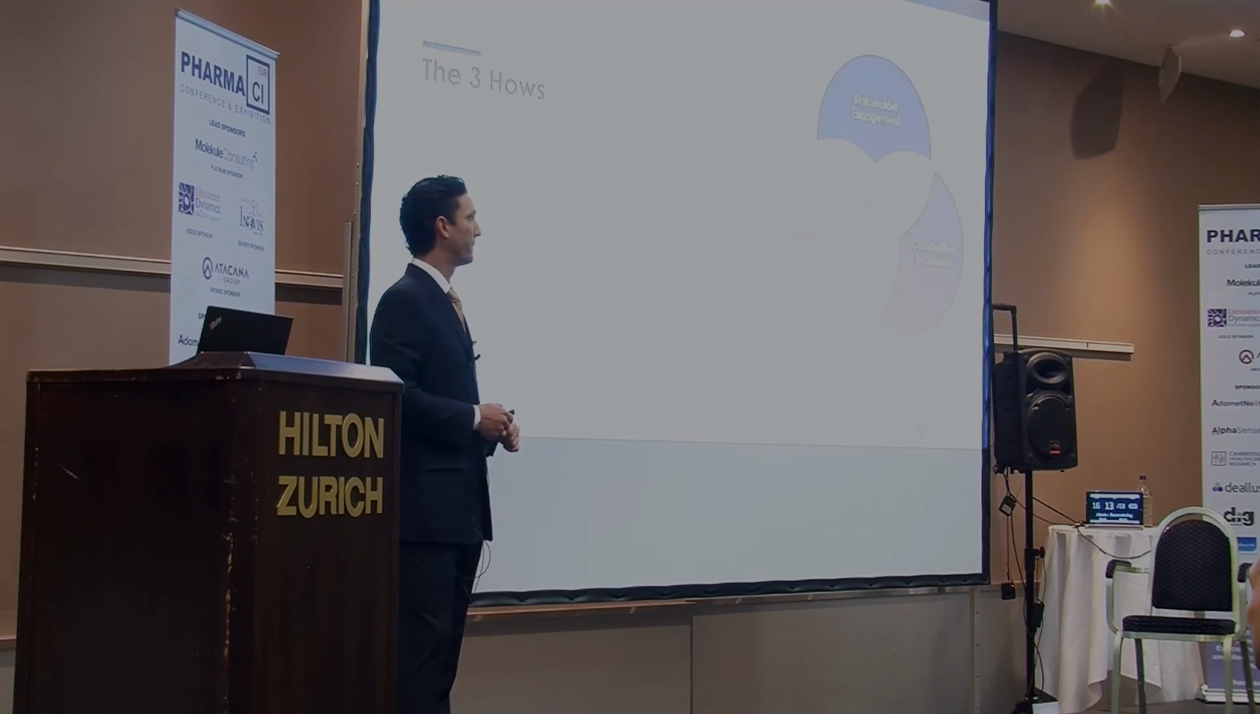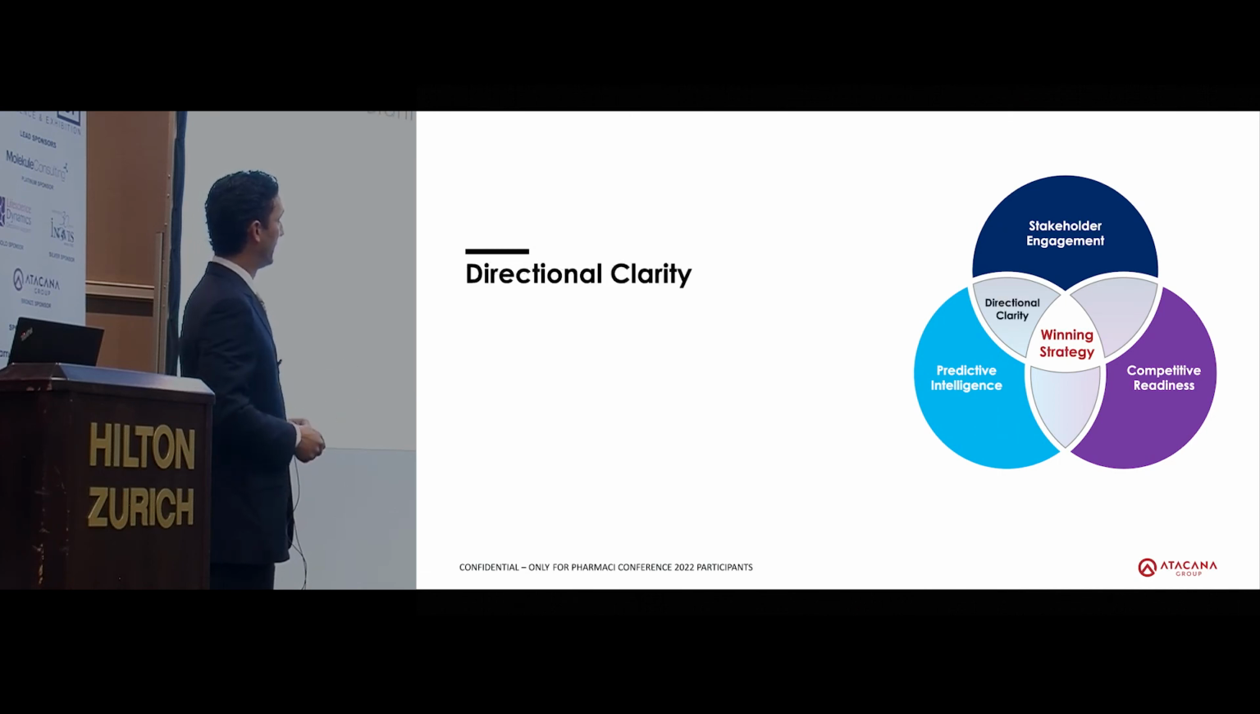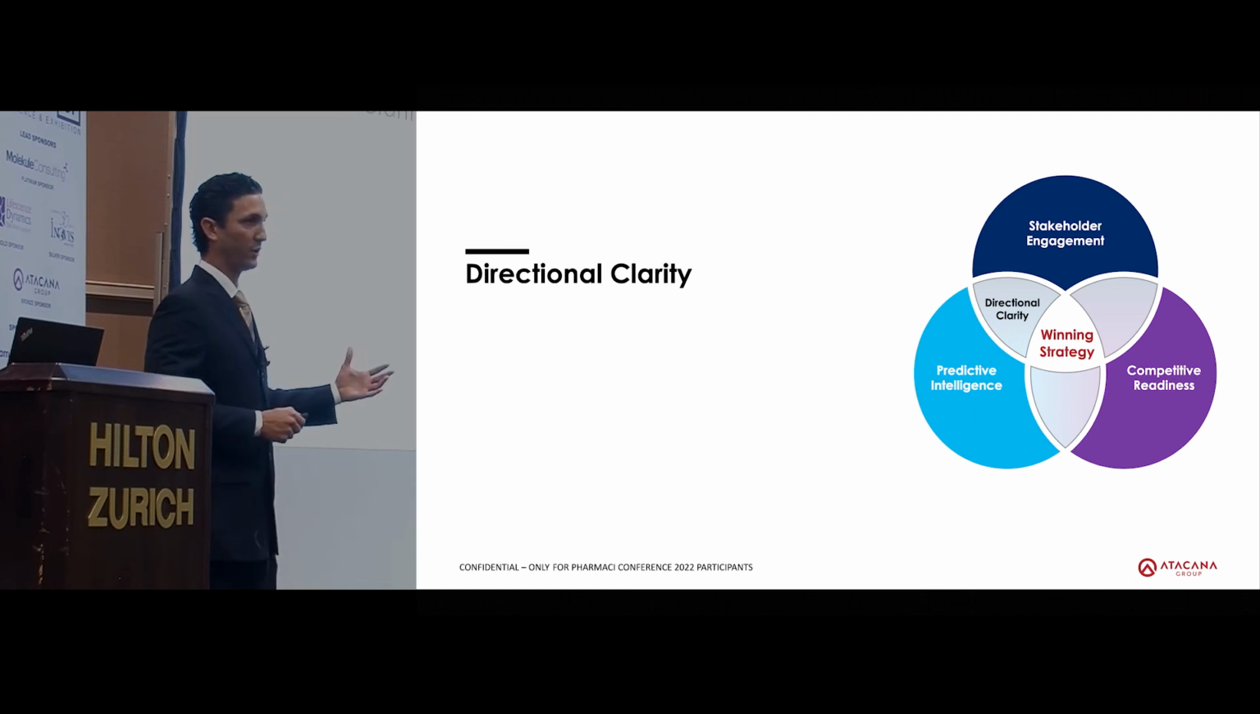And if we're clear of the value that competitive intelligence brings to the table, they'll let you in to be part of that table. So we talk about the three hows: competitive intelligence, competitive readiness, and stakeholder engagement. And then the what is really, if you have the right conversations with the stakeholders and you have the predictive intelligence, you can tell the organization, this is where the opportunities are, this is what you need to focus on, and this is what you need to execute on.